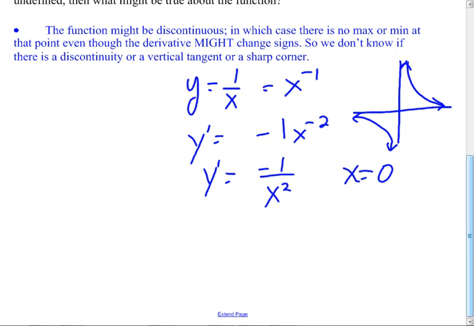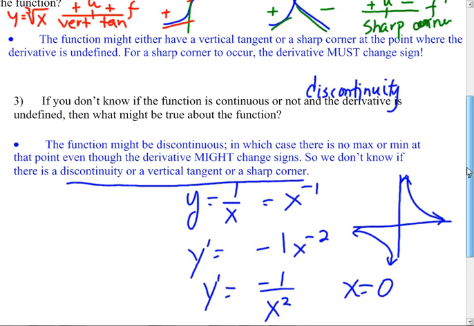So if I don't know if the function is continuous or not, I have 3 things that could happen. I really don't know until I investigate further. But I kind of like the fact that if the derivative is 0, it's always going to be smooth. That's just kind of nice to know.